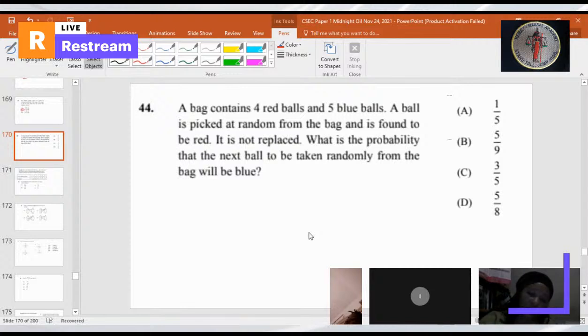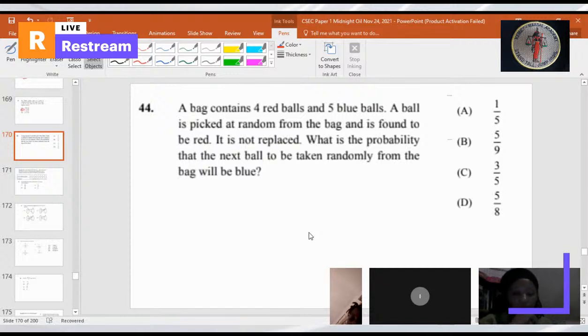because a ball was picked. A red ball was removed from the bag. So the total is no longer 9. Oh, I put 5. Oh, yeah. You had 9 and you picked a red ball from it, and it was not replaced. It was not put back. How many balls are there now?